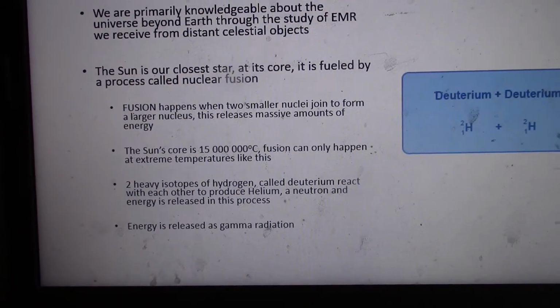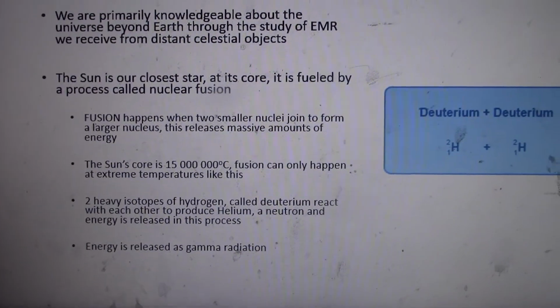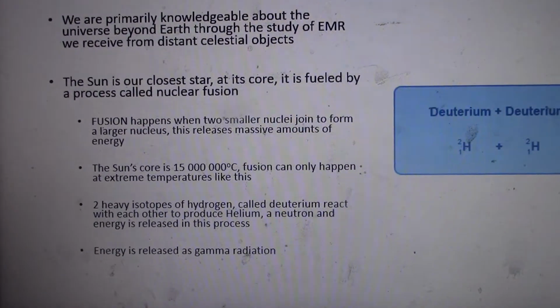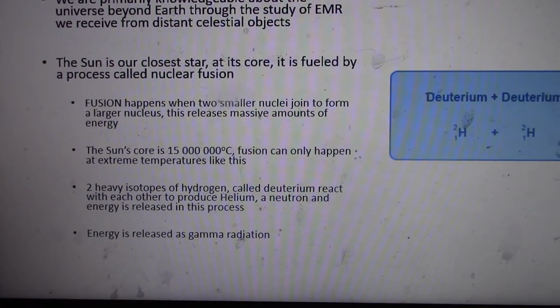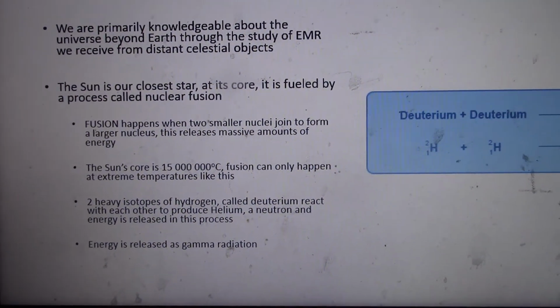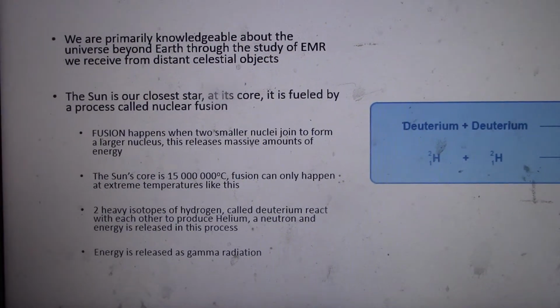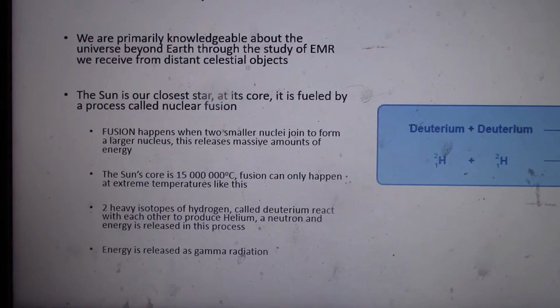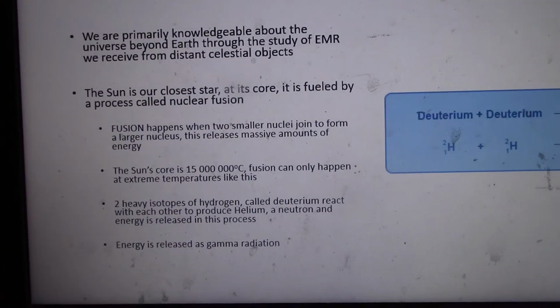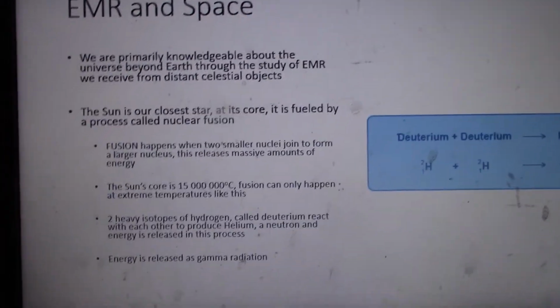So fusion happens when two smaller nuclei join to form a larger nucleus, and this releases a massive amount of energy. The sun can do this because it's really big, so it has lots of gravitational force, and that makes it hot. So the sun's core is about 15 million degrees Celsius. What happens is two isotopes of hydrogen called deuterium, so it's hydrogen with an extra neutron, bond to each other and form helium, and the energy gets released as gamma radiation.